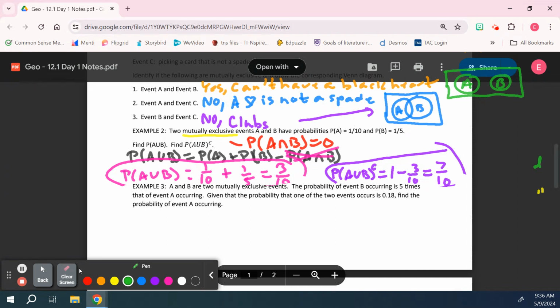Example 3, A and B are two mutually exclusive events. The probability of event B occurring is 5 times that of event A occurring. Given that the probability that one of the two events occurs is 0.18, find the probability of event A occurring. Now, here's a couple of things. So first off, what do we know?